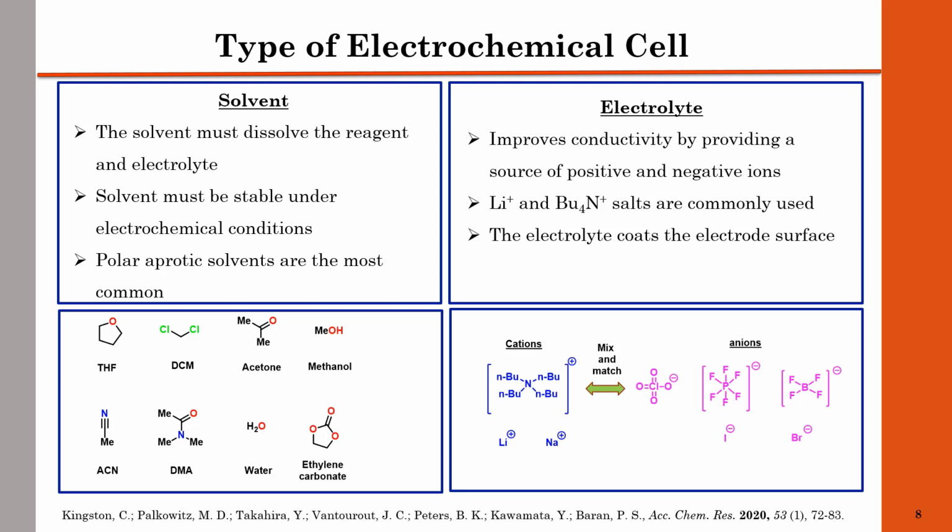Another thing is the electrolyte. As I mentioned earlier, we are using charged species to continue our electric circuit. Generally ammonium based or alkali metal based electrolytes are commonly used. Here I have listed a few examples that we can use as electrolytes.